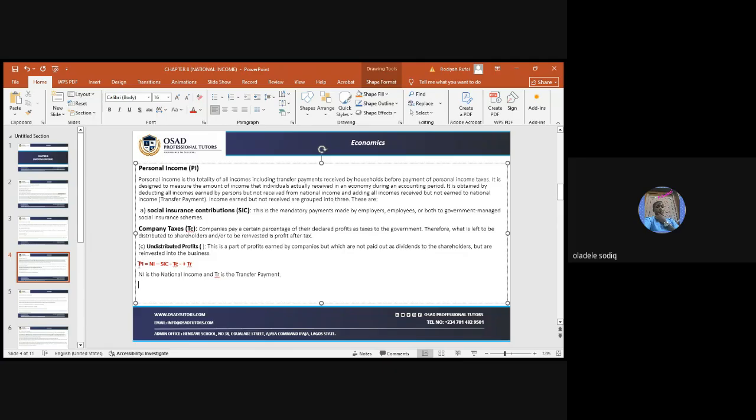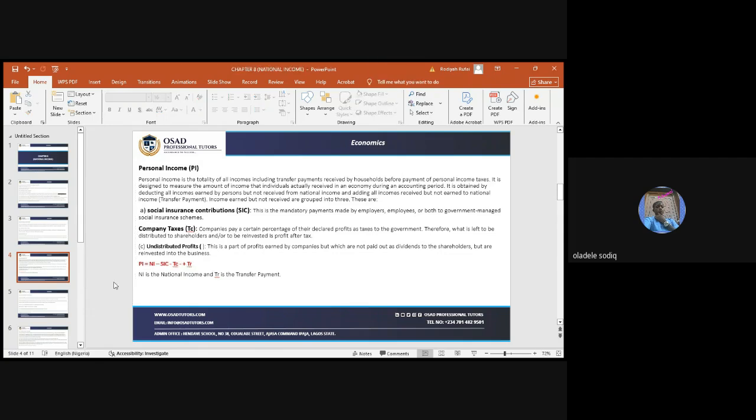So how do we calculate PI? PI means personal income. So personal income is equal to what? National income minus social insurance contribution, which I've explained here, minus what? TC, which means company tax, minus or plus what? TR. TR means transfer payment. So this formula is the formula that is used to calculate personal income.